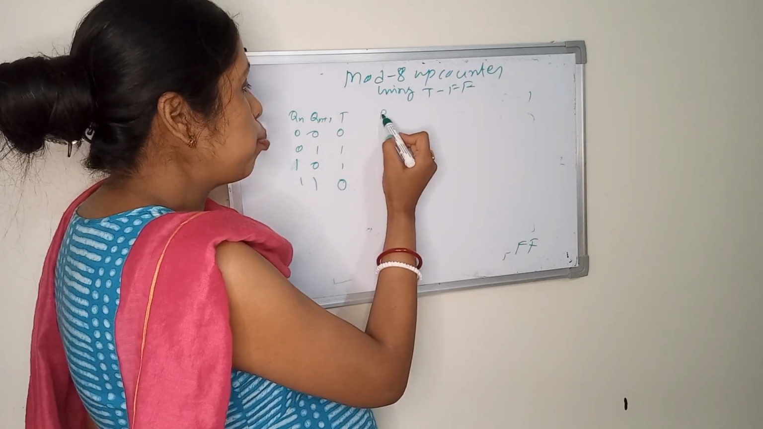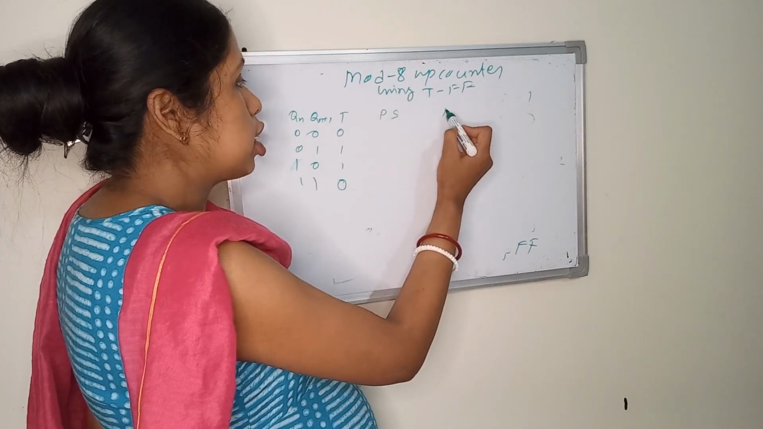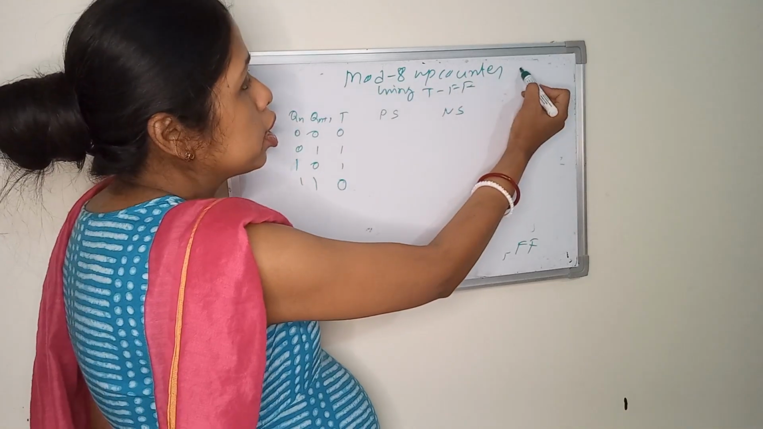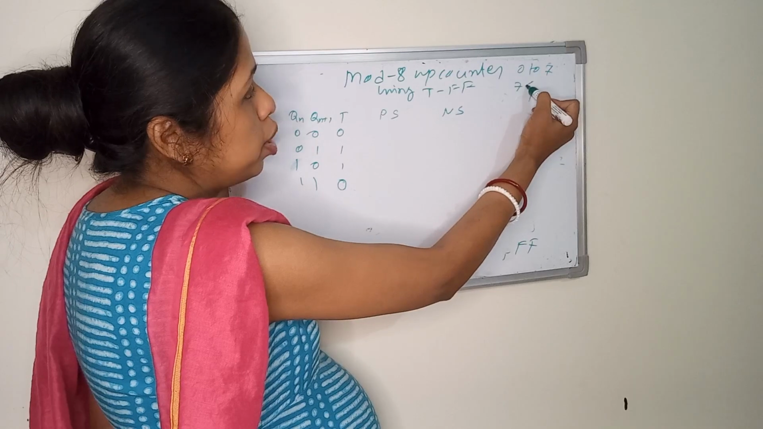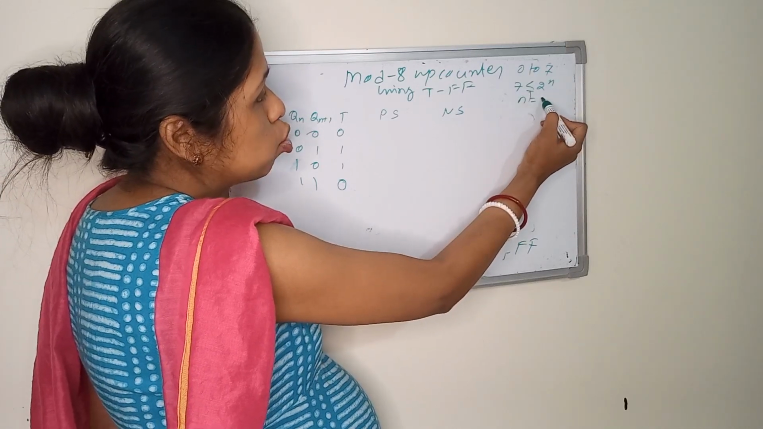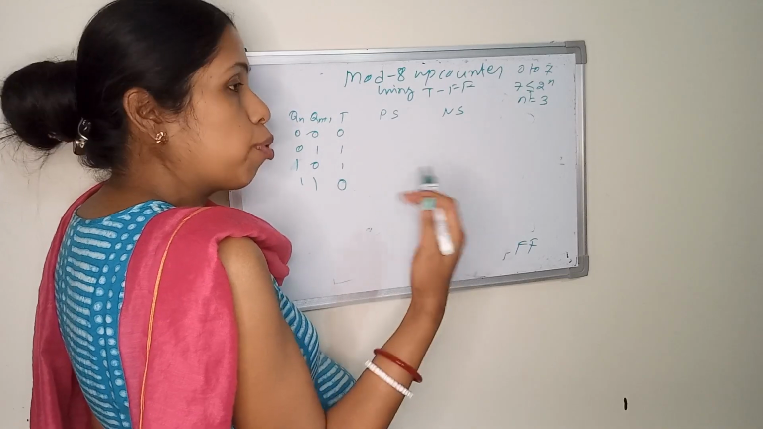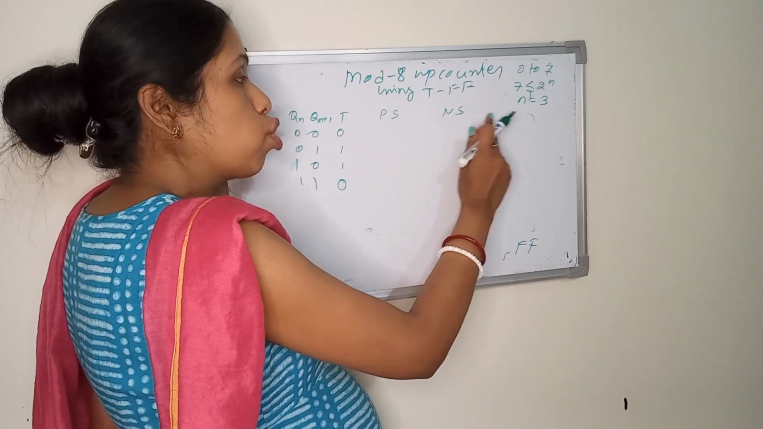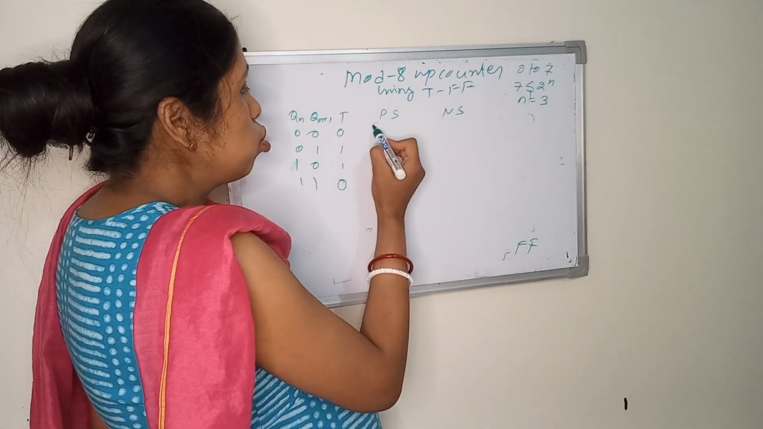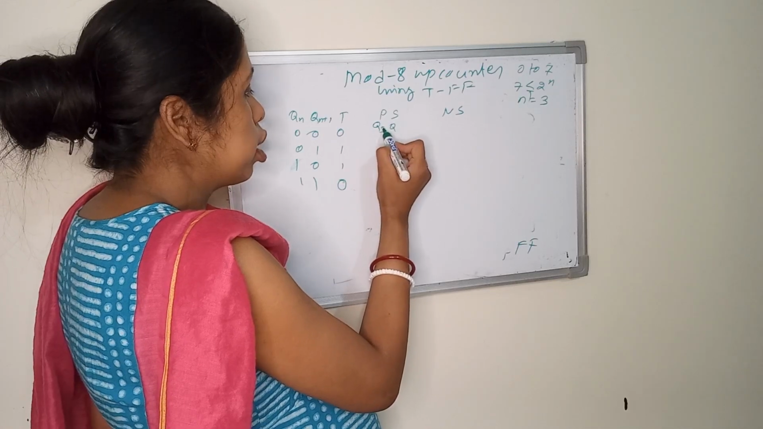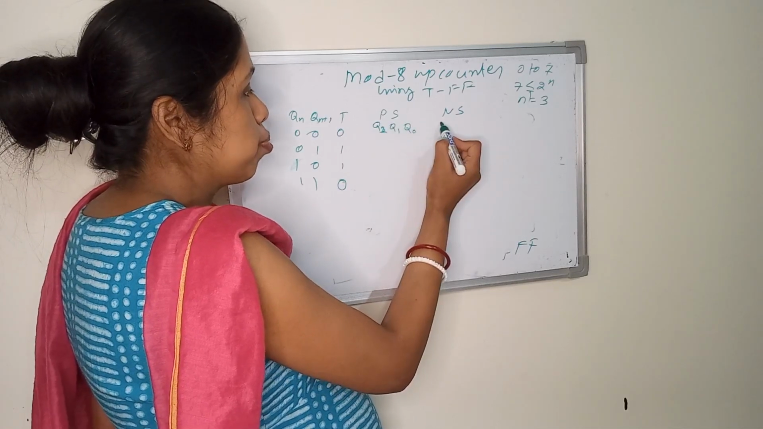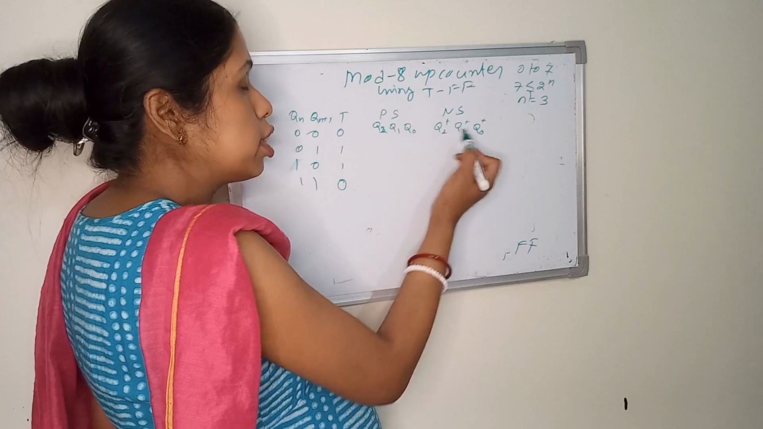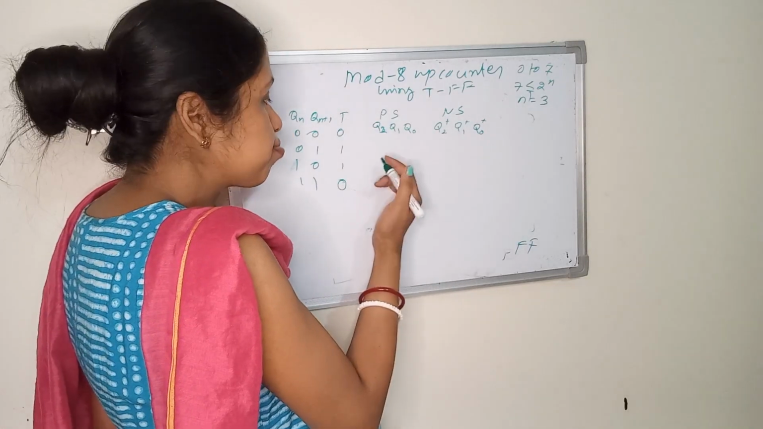Now I am writing the present state and next state for the mod 8 counter. Mod 8 means it counts the numbers from 0 to 7. Since 7 is less than or equal to 2 to the power n, n is equal to 3, so 3 flip-flops are required. That means the present state should contain 3 outputs and the next state should contain 3 outputs: Q2, Q1, Q0 as the present state, and Q2 plus, Q1 plus, Q0 plus as the next state.